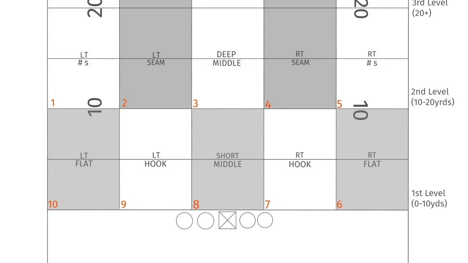Same happens on the lower levels. We drop down to 6. We've got the right flat, the right hook, the short middle, and then, of course, 9 and 10 meshing with 6 and 7, left hook and left flat. So each box, each zone is a 10 by 10 box.